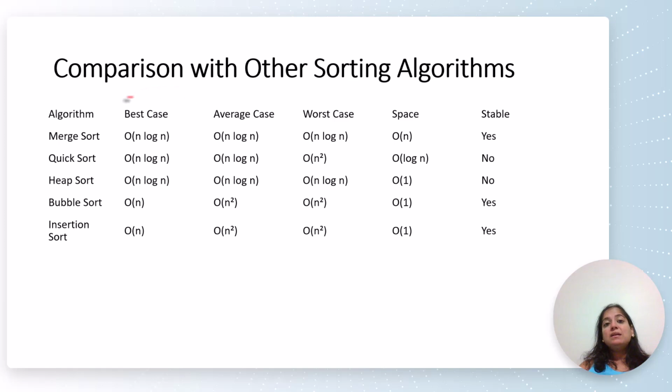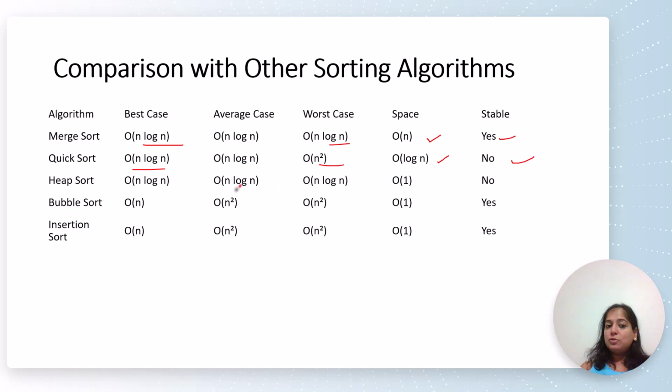Because if we compare merge sort with other sorting algorithms, you will see merge sort is big O of n log n, like quicksort, but the worst case of quicksort is n squared, whereas merge sort still has n log n. But quicksort requires less space, log n, whereas merge sort requires big O of n. Merge sort is a stable sorting algorithm, but quicksort is not a stable algorithm.